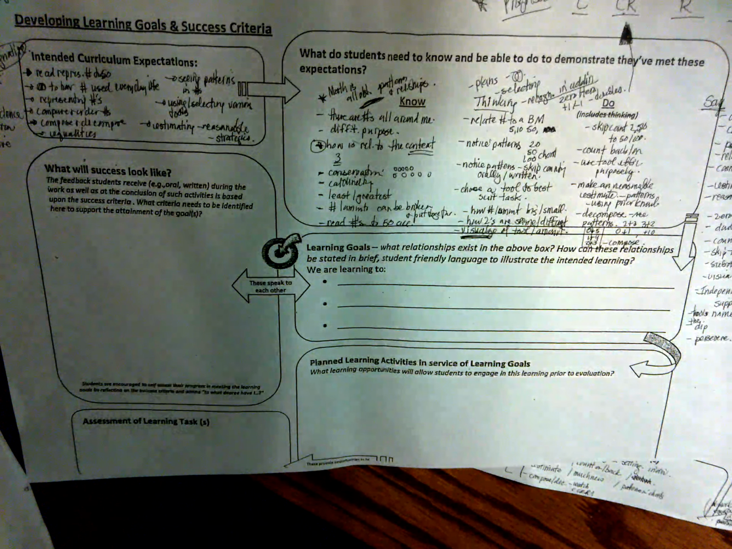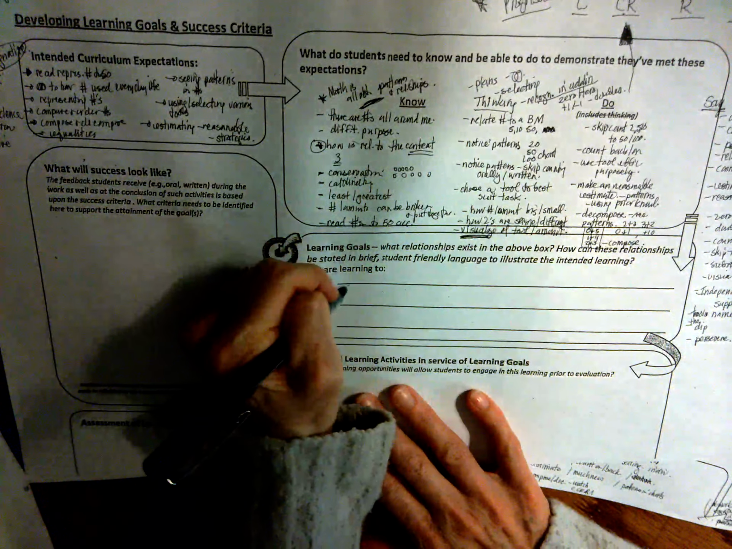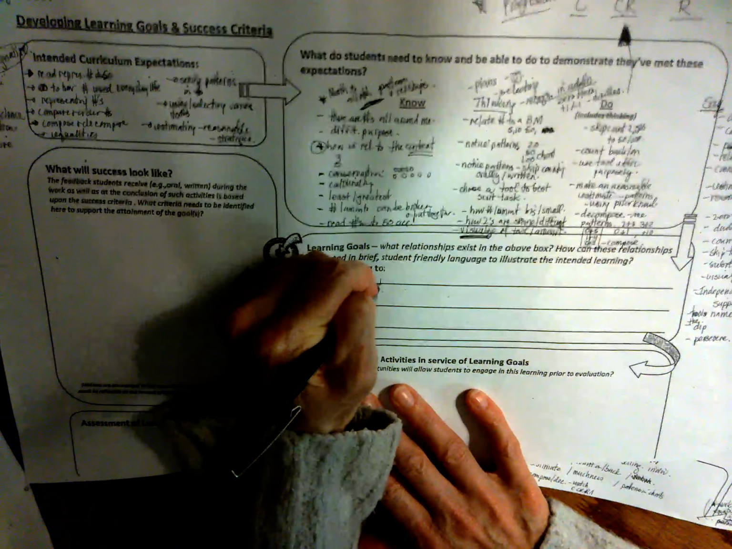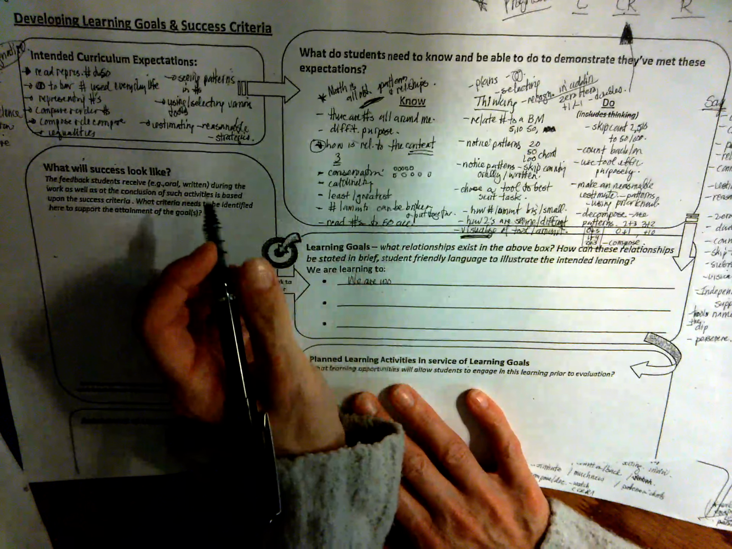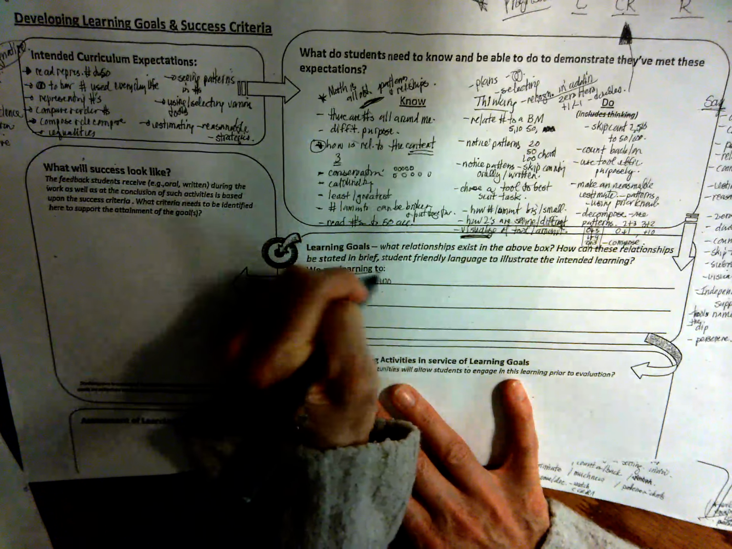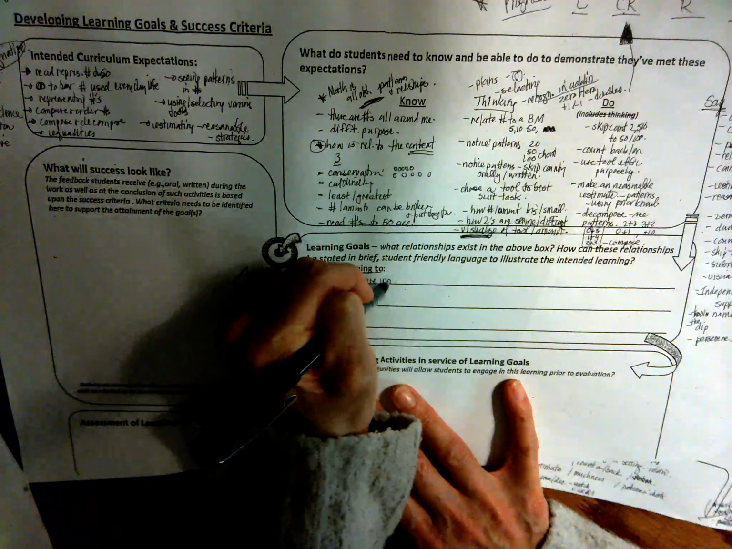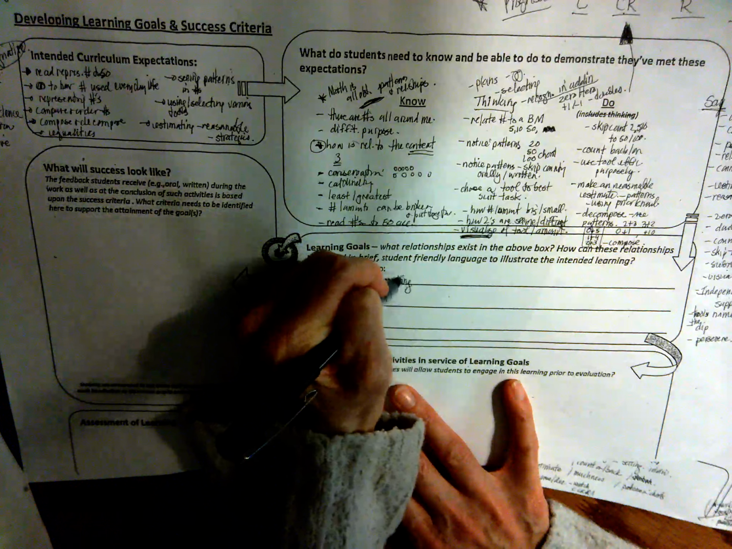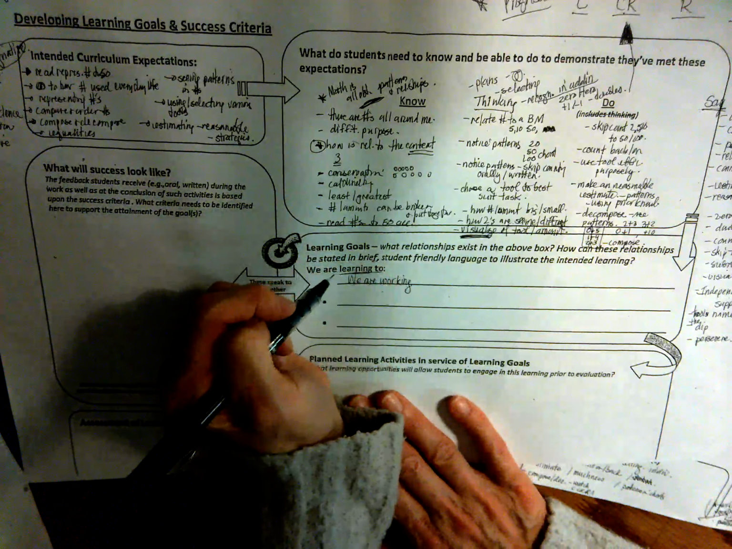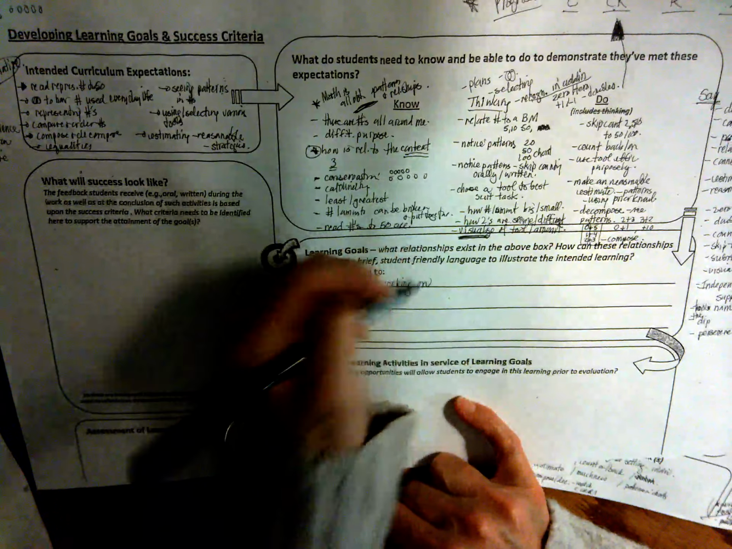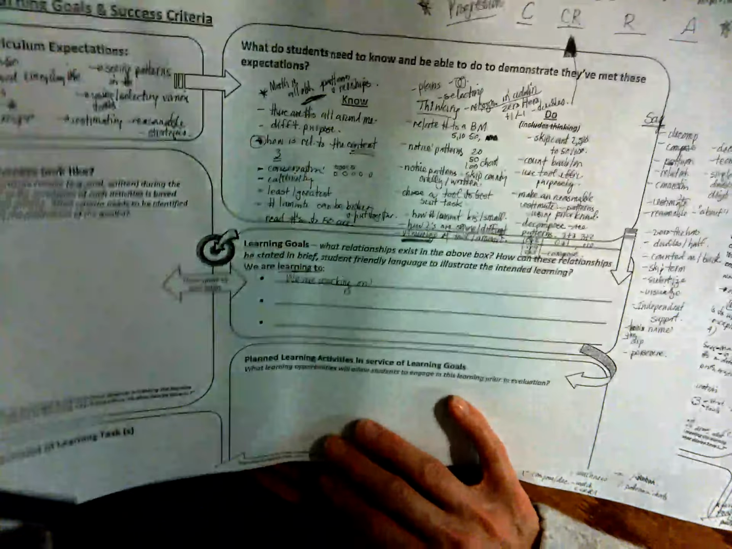So I'm going to start my learning goal with we are working on. I don't like to say we are learning to, because I just find learning to kind of implies that there's an end, that we did learn it, but we're always working on something. It's a never ending journey. So I like to use we are working on, because not everybody's going to get to that learning goal, or some of them will and some of them won't.